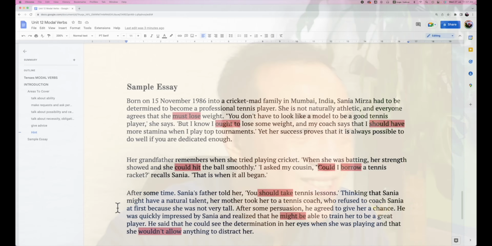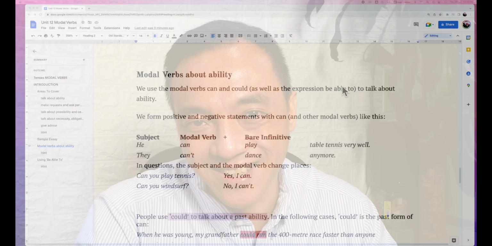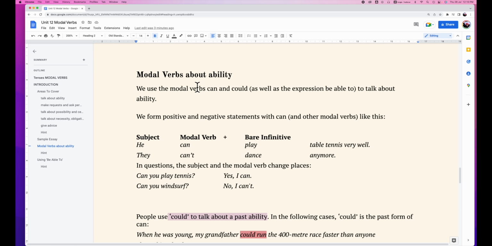Sample essay. Must lose, ought to, should have, could hit, could I borrow, should take, might be, wouldn't allow, will tell. Today, we're gonna talk about two areas. The first one, modal verbs that talk about ability, and the other one is to be able to. Let's get started. The first one, modal verbs about ability.